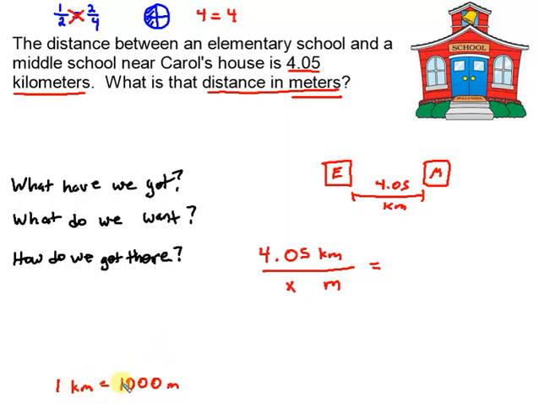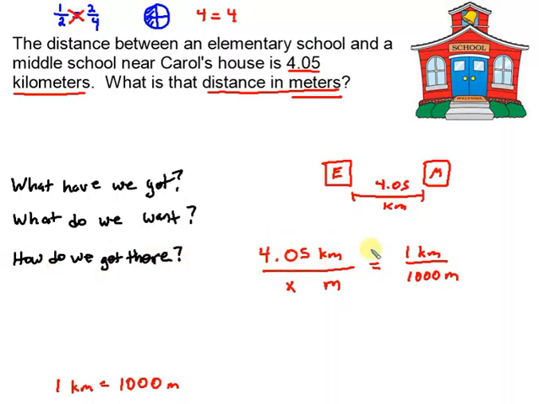We know that for every 1 kilometer, there are 1,000 meters. We want to make this into a ratio that matches our current problem. So let's say 1 kilometer over 1,000 meters. Notice our kilometers match across the top, and our meters match across the bottom. And what we're saying is, if 1 kilometer is equal to 1,000 meters, then how many meters does 4.05 kilometers equal? So 1 kilometer is 1,000 meters. How many meters is 4.05 kilometers?